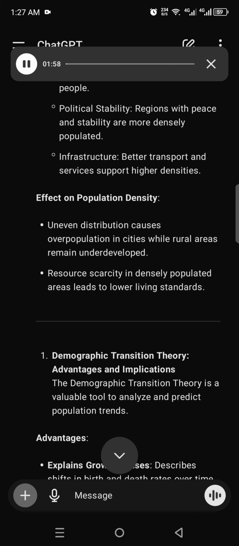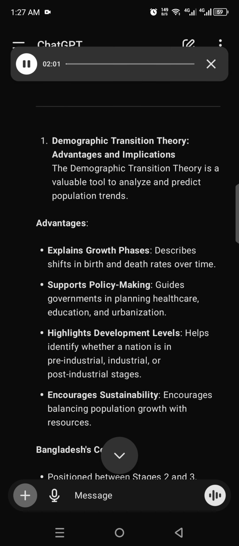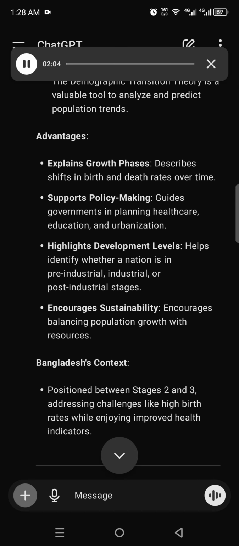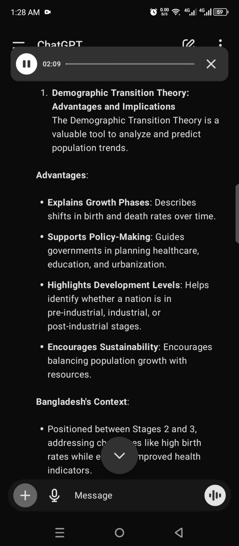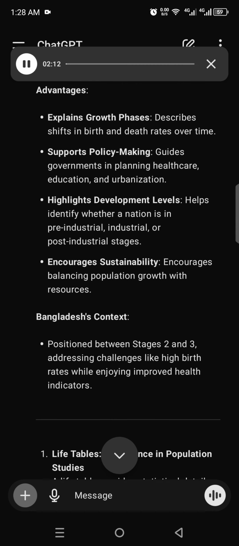18. Demographic transition theory, advantages and implications. The demographic transition theory is a valuable tool to analyze and predict population trends. Advantages: explains growth phases, describes shifts in birth and death rates over time. Supports policymaking, guides governments in planning healthcare, education, and urbanization. Highlights development levels, helps identify whether a nation is in pre-industrial, industrial, or post-industrial stages. Encourages sustainability, encourages balancing population growth with resources. Bangladesh's context: positioned between stages 2 and 3, addressing challenges like high birth rates while enjoying improved health indicators.